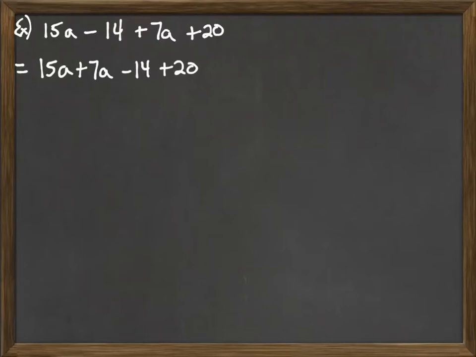And at this point now we can just combine like terms. 15 and 7 will be 22a. And then negative 14 plus 20 will be a positive 6. Okay, so at this point we just combine anything that's a like term, and then that's our final answer. We can't put 22a and 6 together because they aren't like terms.